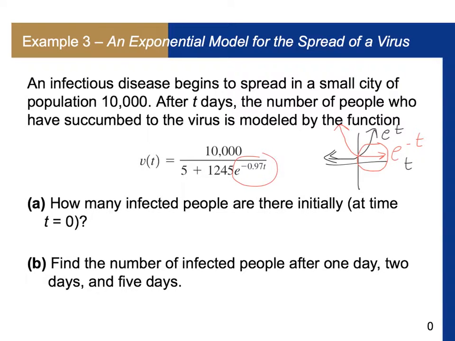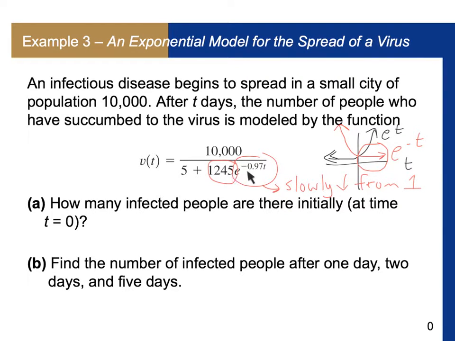Okay. This e to the minus 0.97 t is slowly going down, and it starts at 1, because when t is 0, this is 1. So we have 1245, and then this kind of goes down, slowly going down from 1. So this number is going to get smaller.